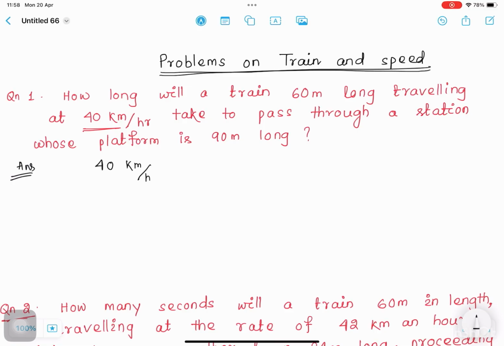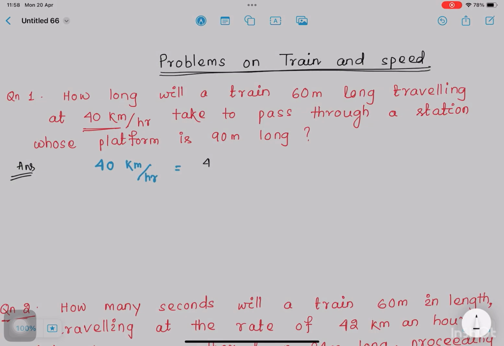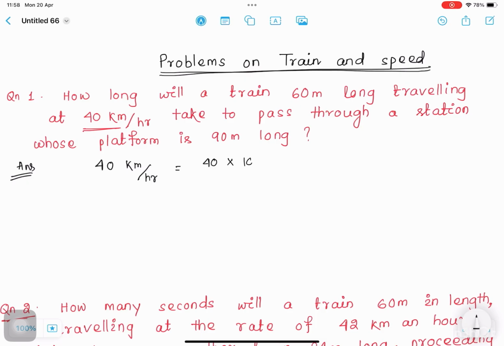So we can write 40 km per hour equal to 40 into 1 kilometer is 1000 meter by 1 hour is 3600 second. So 40 into 1000 by 3600 meter per second. Double zero cut, then with 2 we will cut 5 and 18. So 40 into 5 by 18. Then again we can cut with 2, 20, here it is 9. So 20 into 5 is 100 by 9 meter per second.